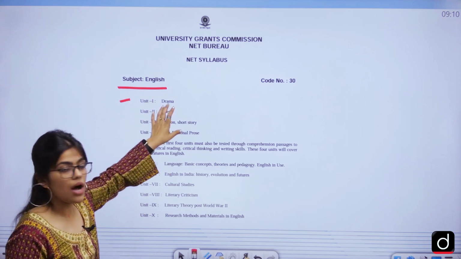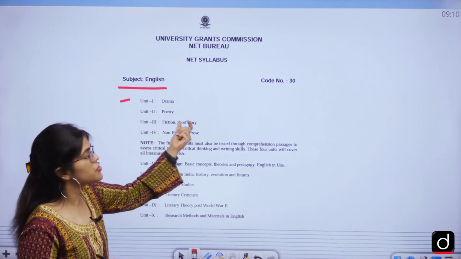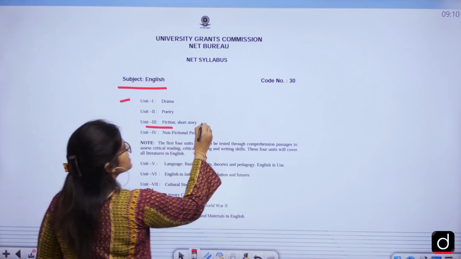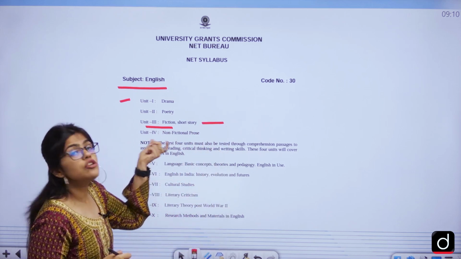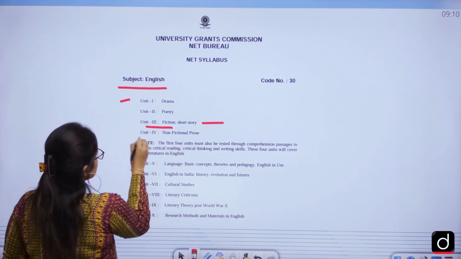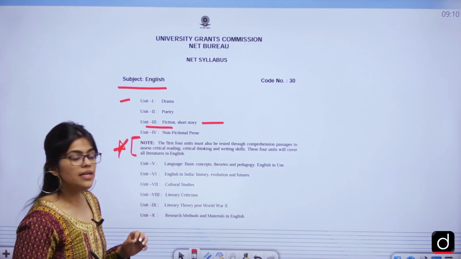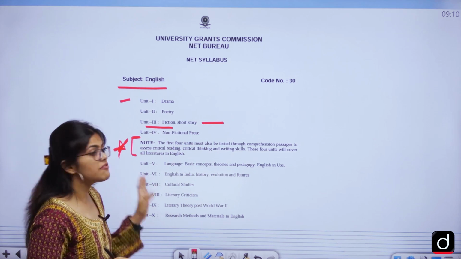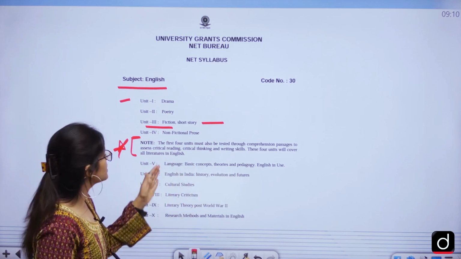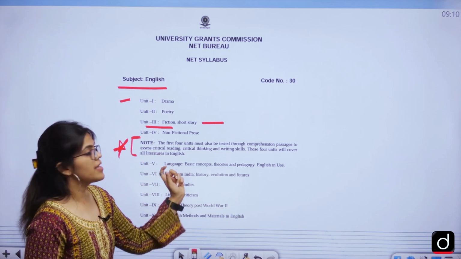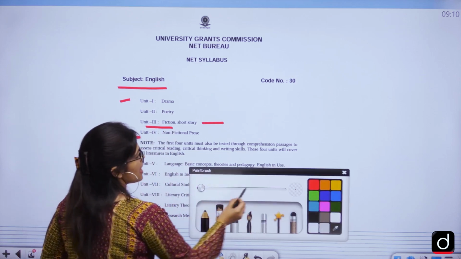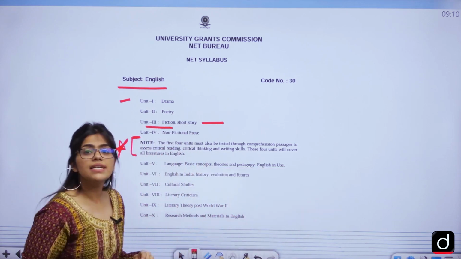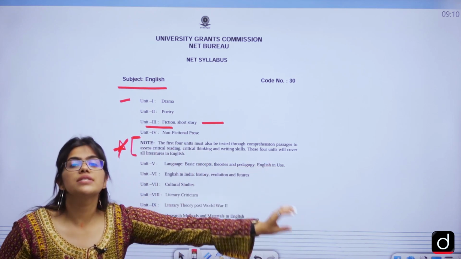The first is drama, then it's poetry, then fiction and short story. So here basically comes the novel also, the novels. Then there is the non-fictional prose. Then there is a note that we'll be reading in a while. Now let us see the next unit, that is the fifth, ELT, or you can call it the language. There are basic concepts related to it, theories, and the pedagogy of this language as well. So here we basically study how English is in use now.